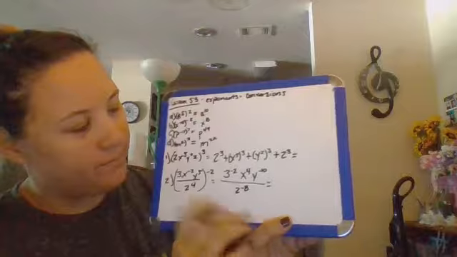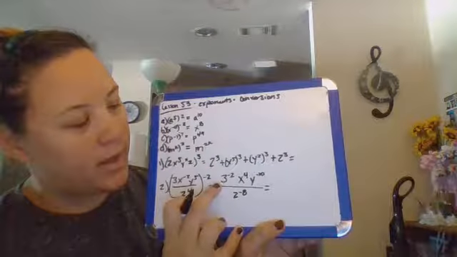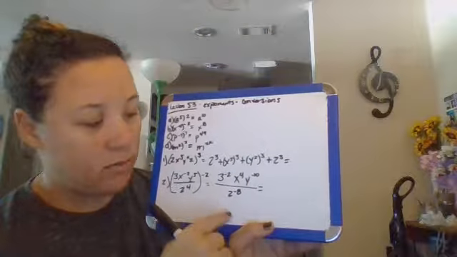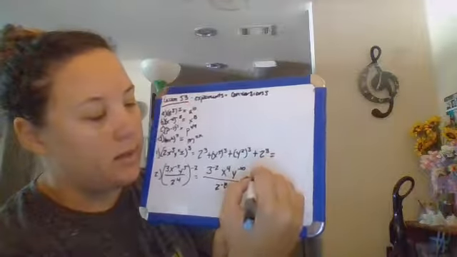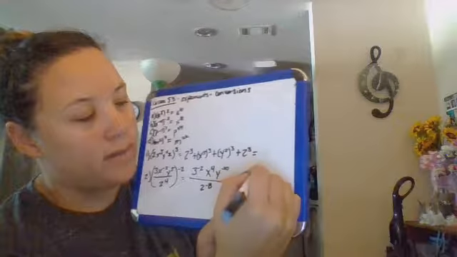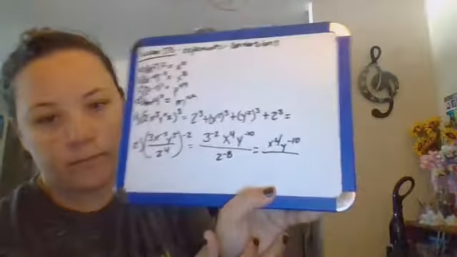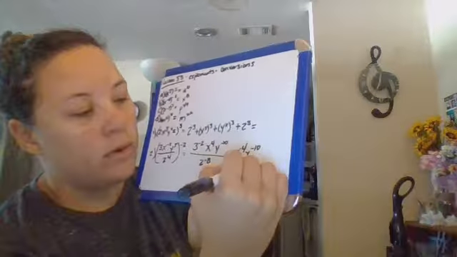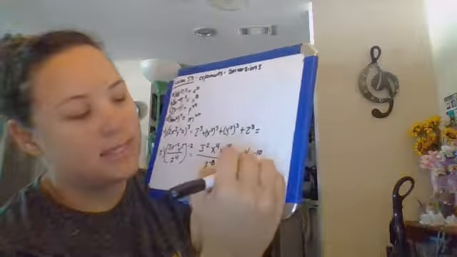All right. So then we have our final answer, since we would actually divide that out. It would be x to the 4th over y to the negative 10 over 9 z to the negative 8.